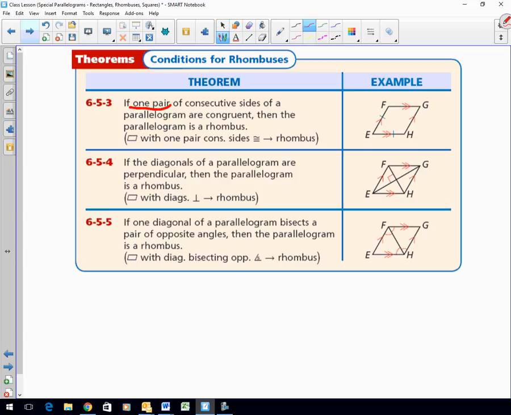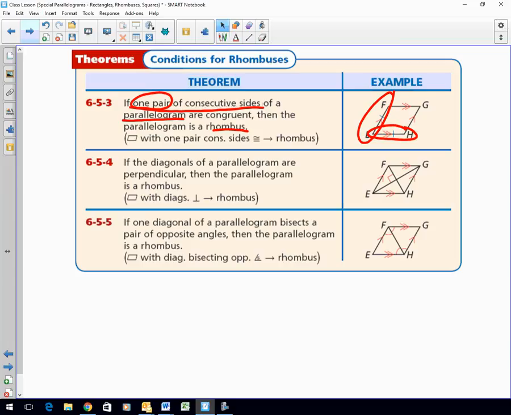One pair of consecutive sides of a parallelogram are congruent. I have a rhombus. It only takes one pair of consecutive sides. If it's a parallelogram, the opposite sides are already congruent. That's the part where you've got to get your properties of parallelograms memorized, frankly. And now we're just applying it, right?